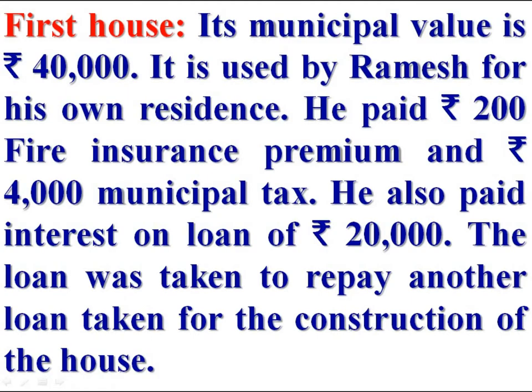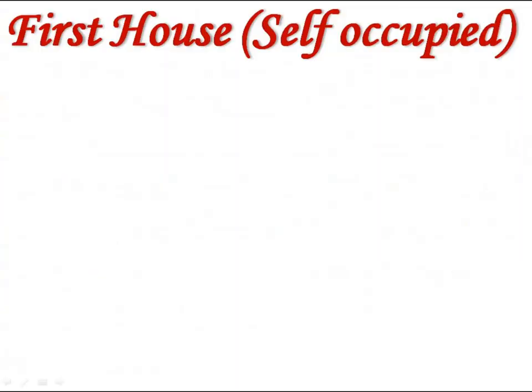First house. We are given municipal value Rs 40,000 and it is used by the owner Mr. Ramesh for his own residence. It means it is a self-occupied house. The owner, that is Mr. Ramesh, used the house for his own residence. Therefore, it is a self-occupied house. In the case of self-occupied house, its net annual value is nil.